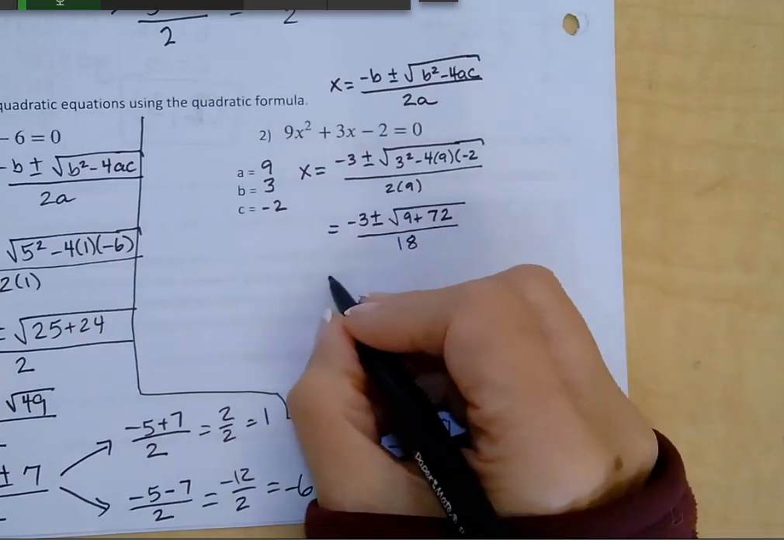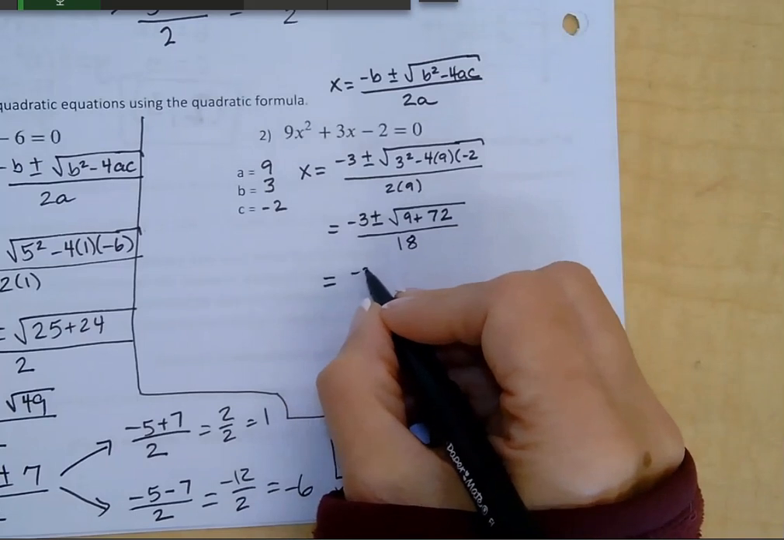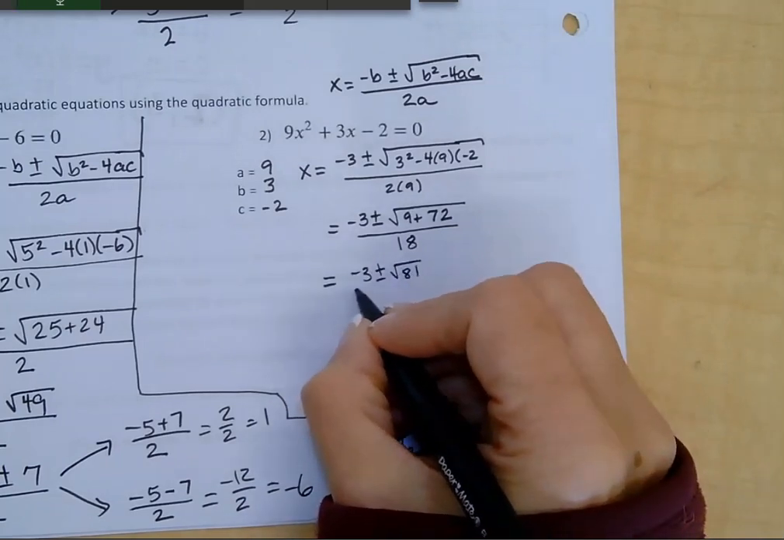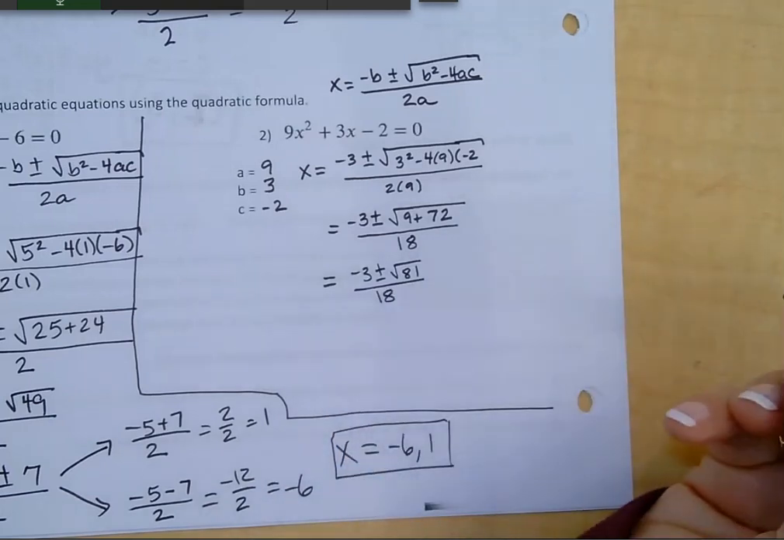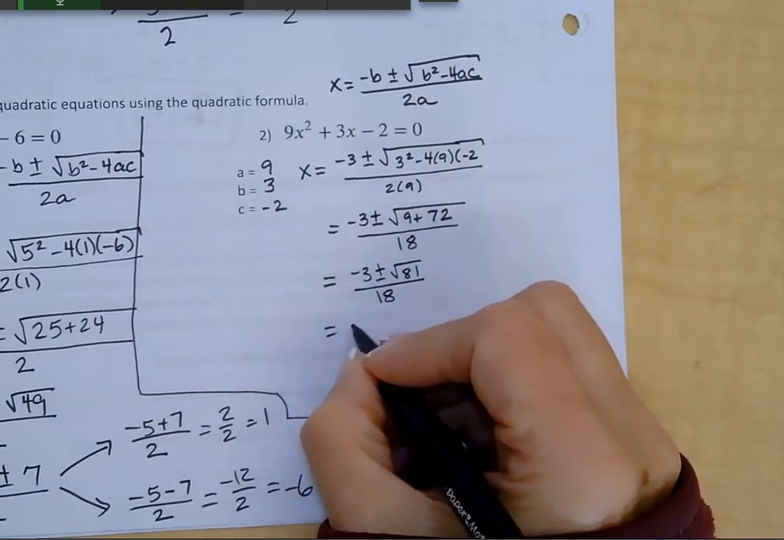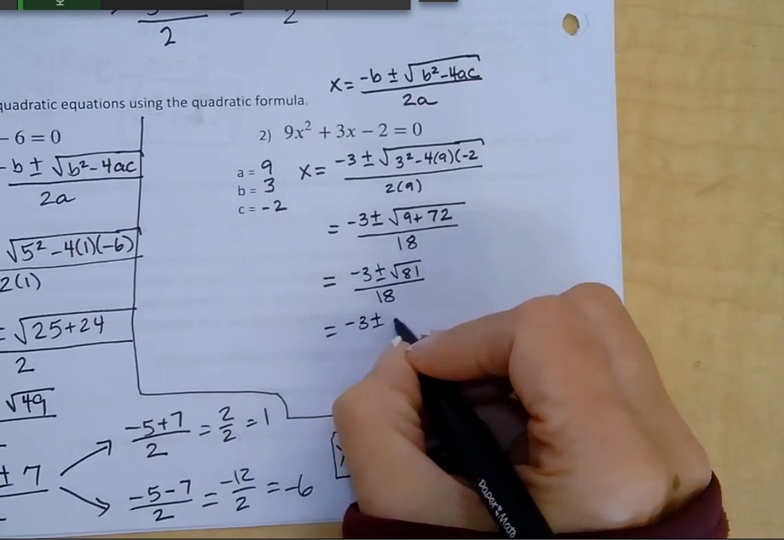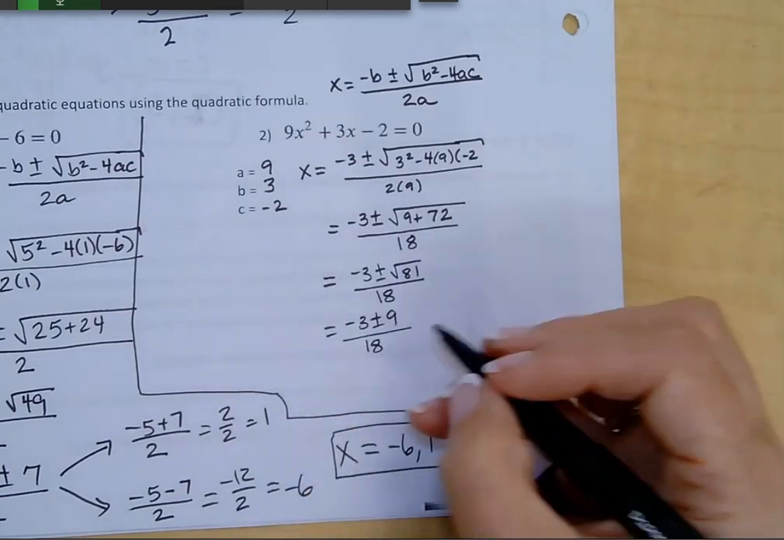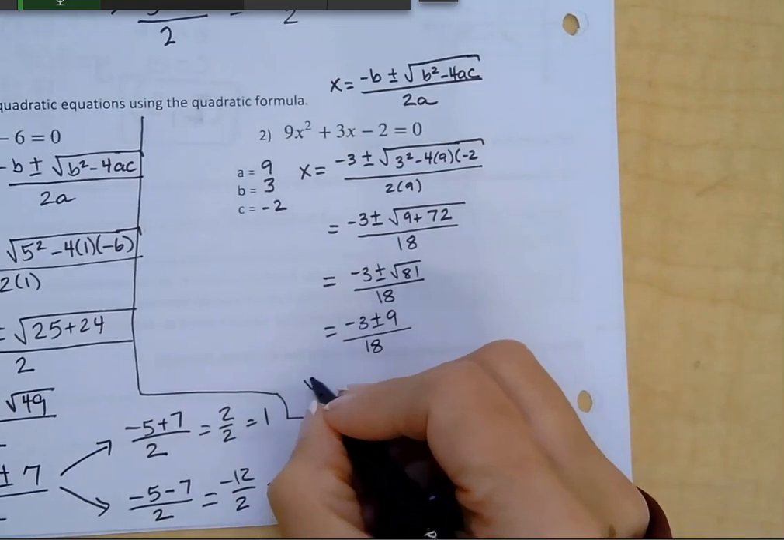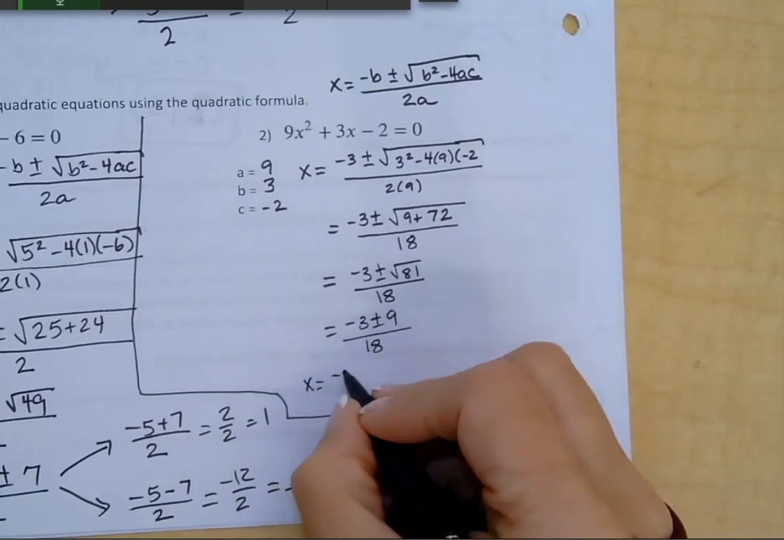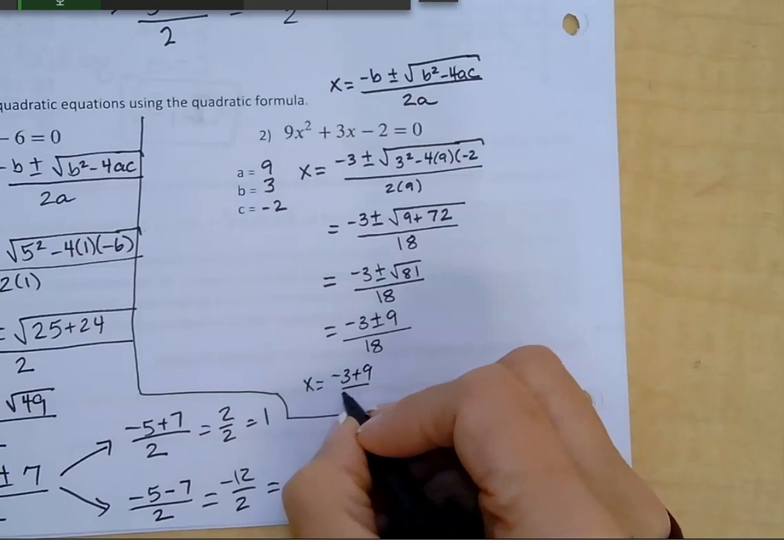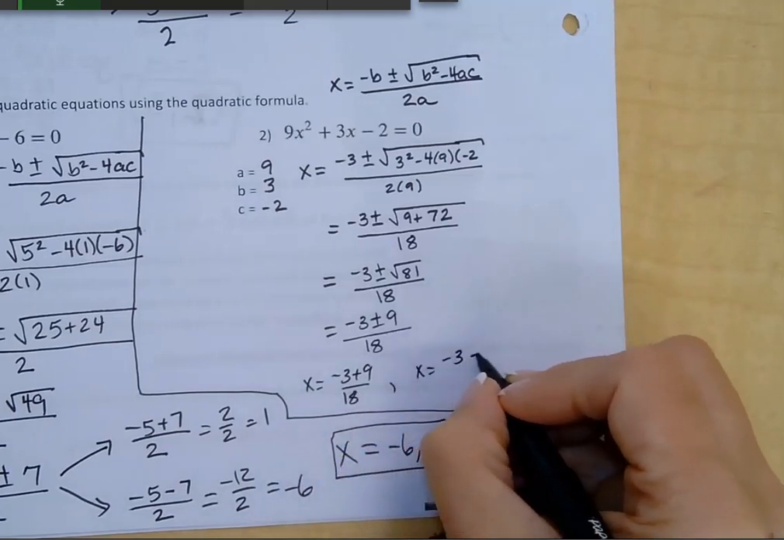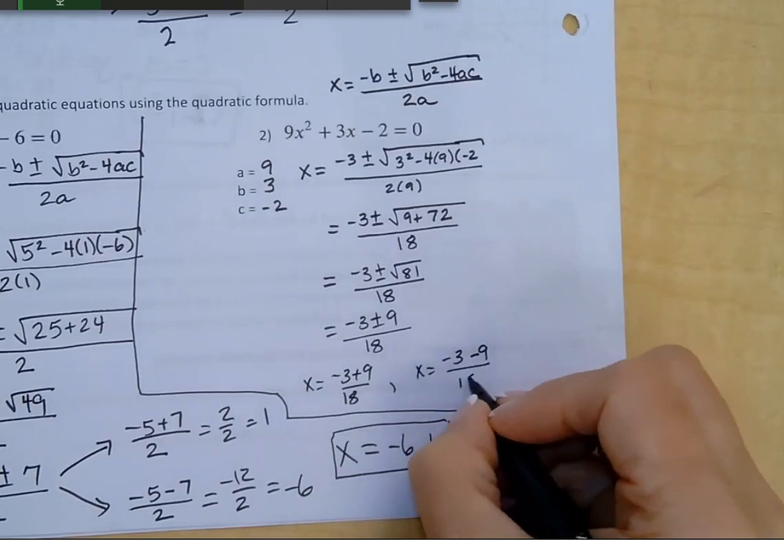Okay, so I know that this is x equals negative 3 plus or minus the square root of 81 over 18. So x equals negative 3 plus or minus 9 over 18. So of course I'm going to break this up. That means that x equals negative 3 plus 9 all over 18, and also x equals negative 3 minus 9 all over 18.